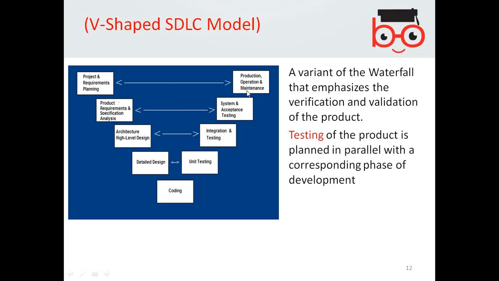basically it is a little bit difficult to explain the V-shaped model at every stage. However, you can simply replace it with the words verification and validation at each stage. So you carry out, in parallel.